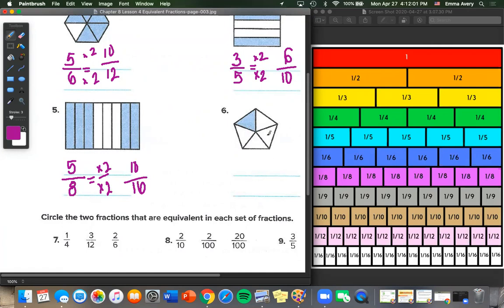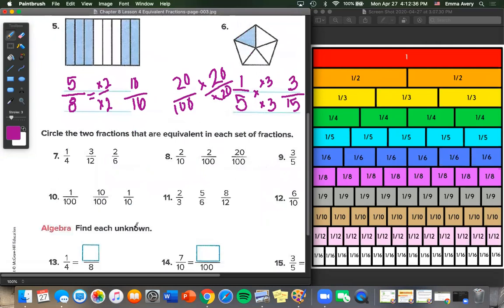There are 1, 2, 3, 4, 5 pieces, but only 1 is colored in. If we multiply each one of these, let's not do 2 this time, let's do 3. So 1 times 3 is 3, 5 times 3 is 15. We could multiply this by any number. We could multiply this by 20, and we could get 20 over 100 is the same. Those are all equal.